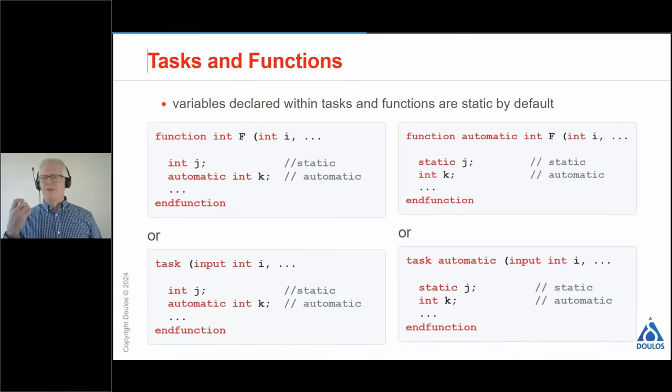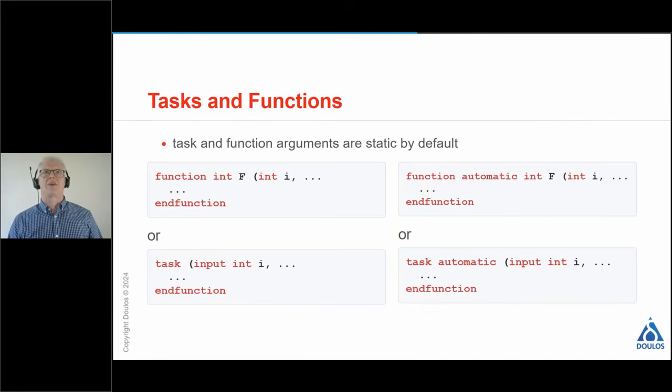So where this begins to really become important is with tasks, and particularly with the arguments to tasks. So if we have a function like this, then any variables within it are going to be static, and quite importantly, I is going to be static as well. This variable I, which is an input, is static.